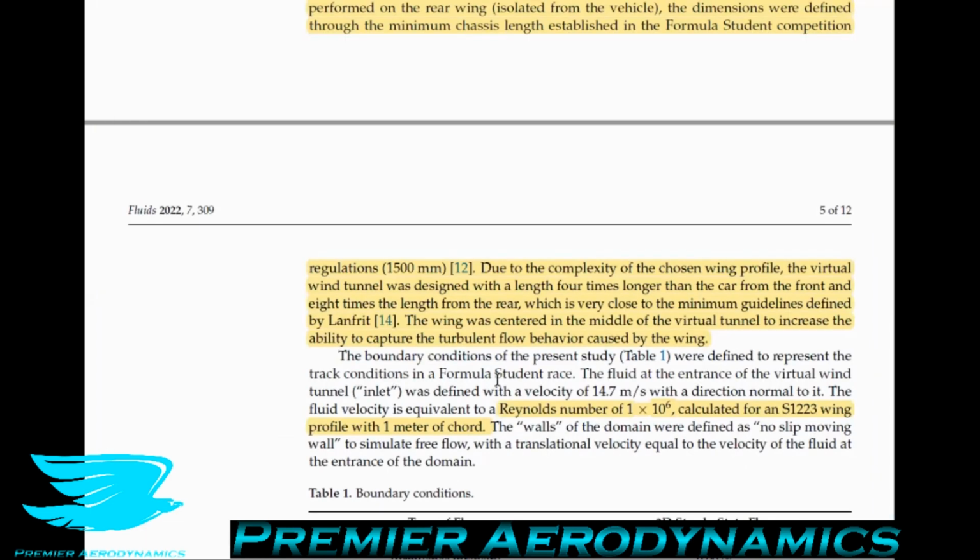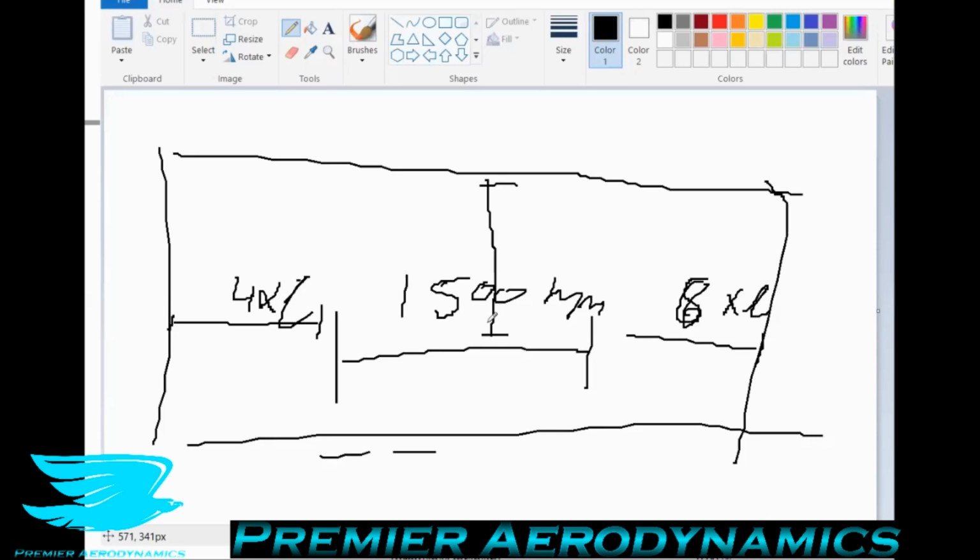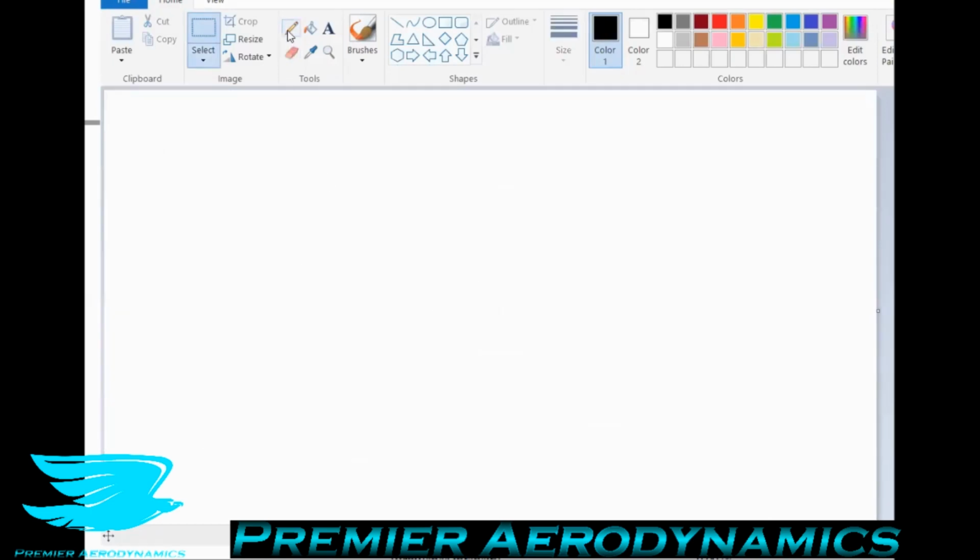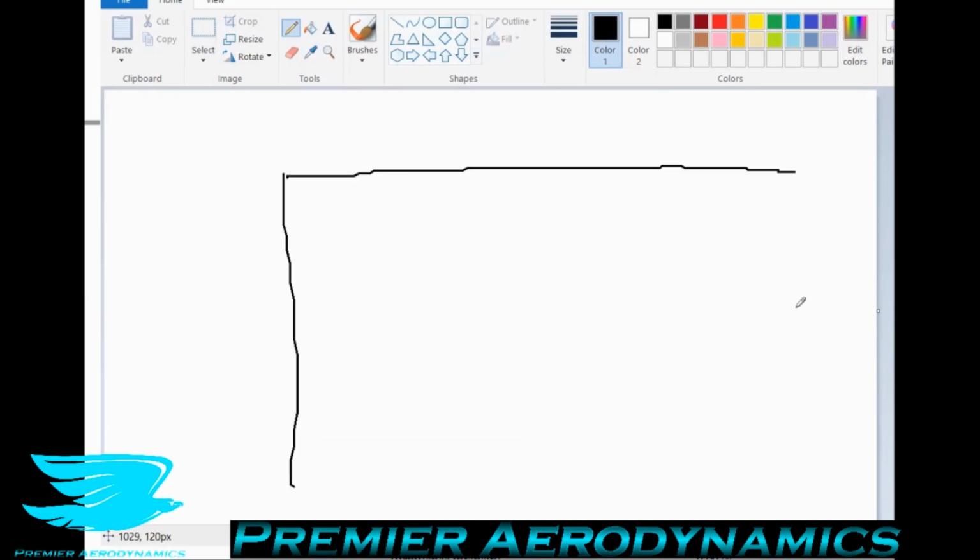So the wing was centered in the middle of this virtual wind tunnel to increase the ability to capture the turbulent flow behavior caused by the wing. So let's talk about this approach and whether this is good or not. So they said that if you have your box here, and this is your CFD box, your domain, right in the middle, they have their wing.